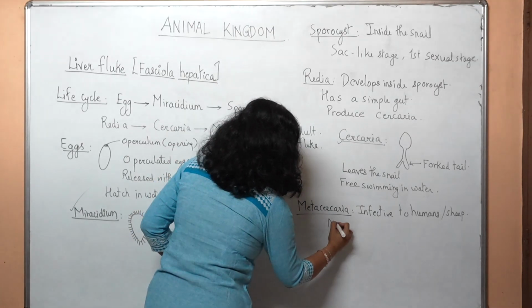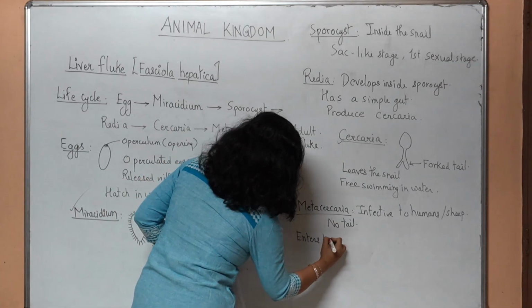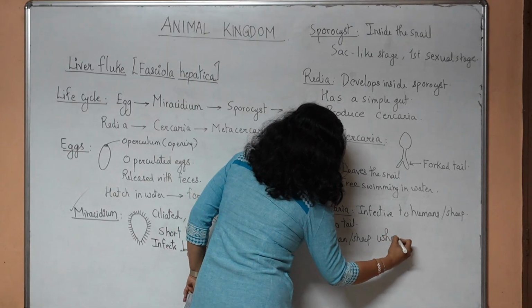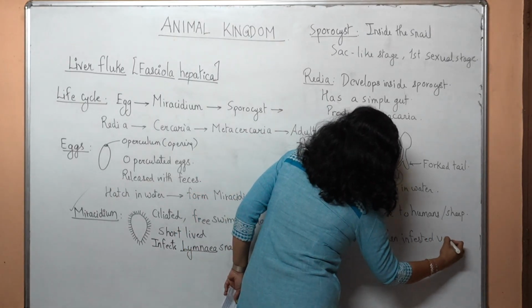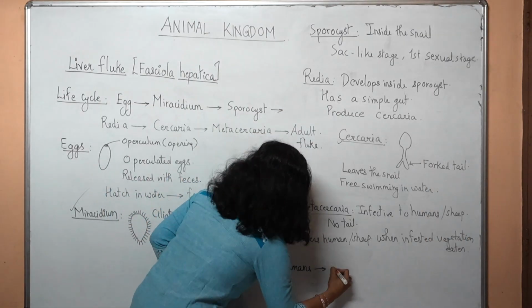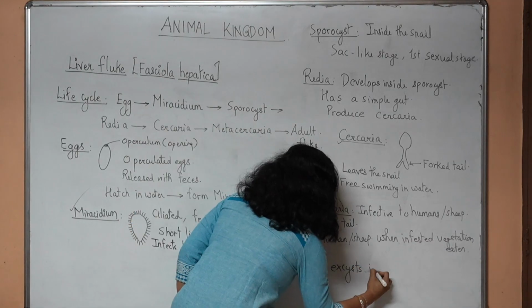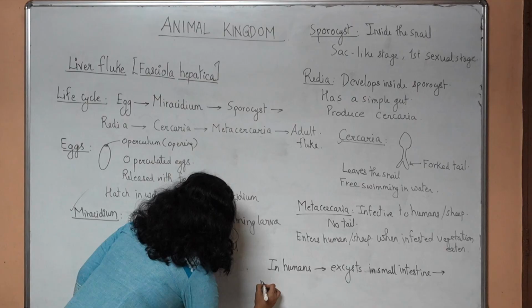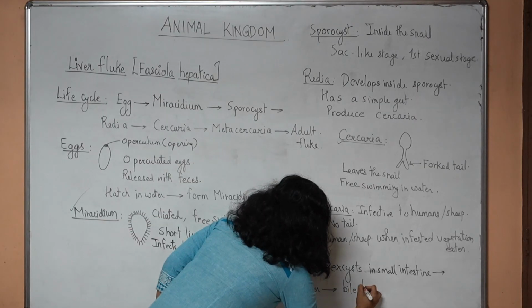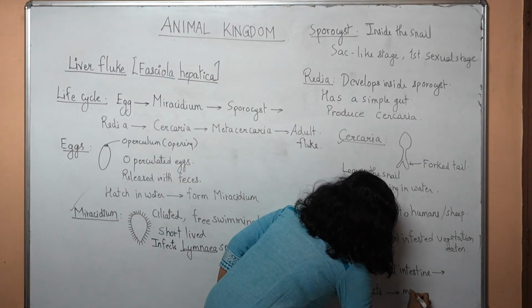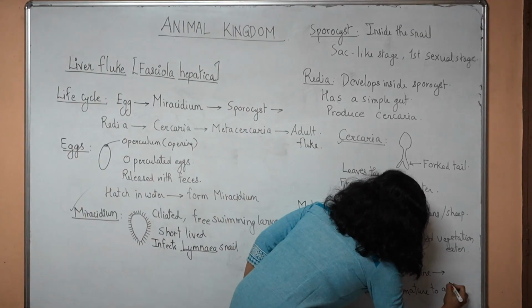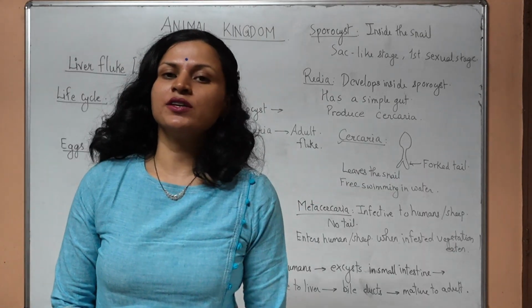There is no tail here. It enters human or sheep when infested vegetation is eaten. Once it is eaten, it excysts, means it will come out of its cyst in small intestine, migrate to liver, migrate to the bile ducts and mature to adult in the bile ducts. And then it will start rotting the liver.